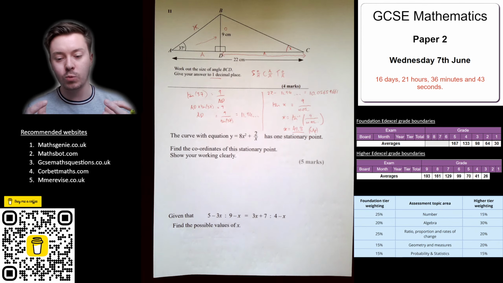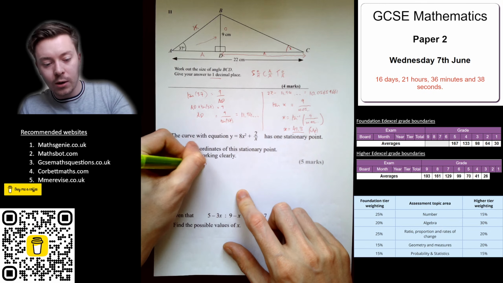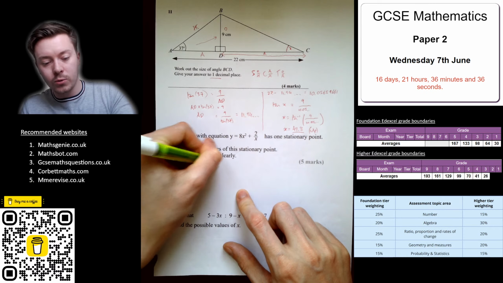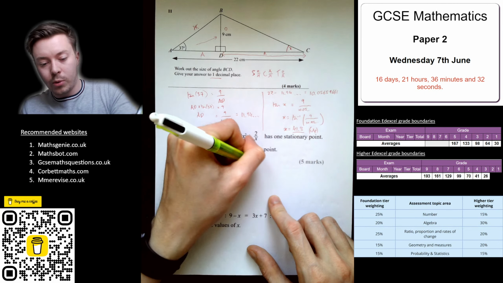So that means that's when dy by dx is equal to 0. So you need to write that down for this type of question. Dy by dx equals 0 at a stationary point.